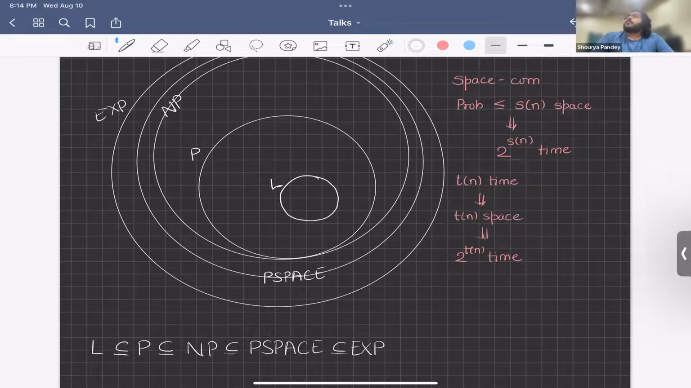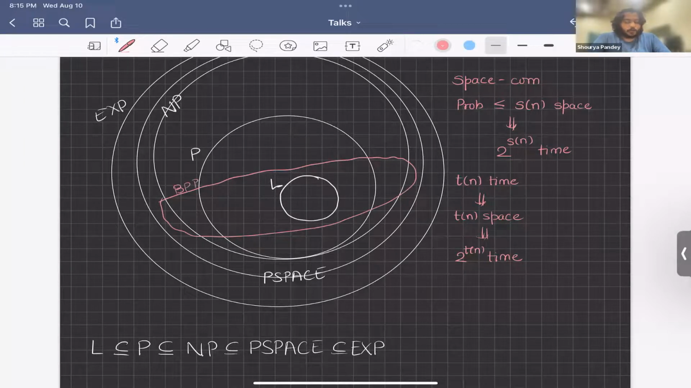There are many other things. There are problems that ask you, well, if the answer is yes, then output yes with probability at least 0.9, and if no, then answer no with probability at least 0.9. So those are called bounded-error probabilistic polynomial time problems, and that is sort of like this. It's like a whole zoo of complexity classes. There's a complexity zoo.